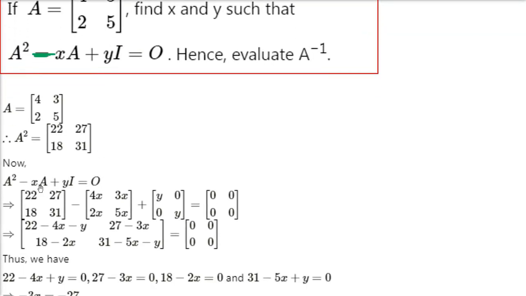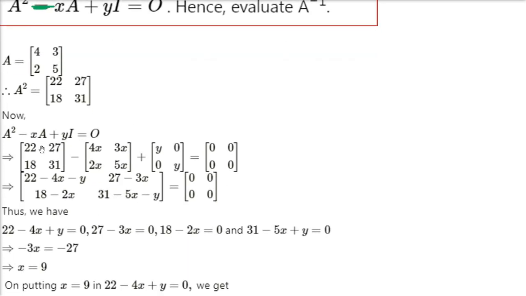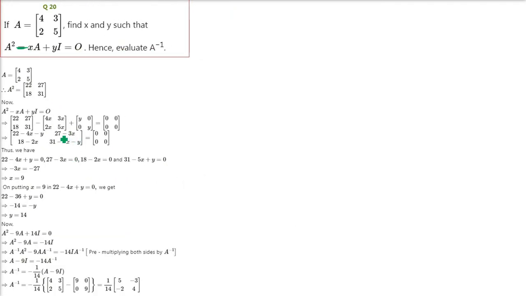A squared minus x into A. So multiply this with x: 4x, 3x, 2x, 5x. Multiply the identity with y, so wherever 1 comes, y will come. Then you equate it with 0. So 22 minus 4x plus y, 18 minus 2x plus 0, 27 minus 3x plus 0, 31 minus 5x plus y. When equated to 0, 27 minus 3x equals 0, since 3 9s are 27, and 18 minus 2x equals 0.